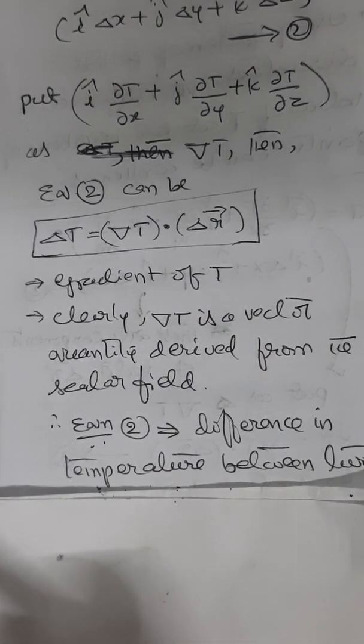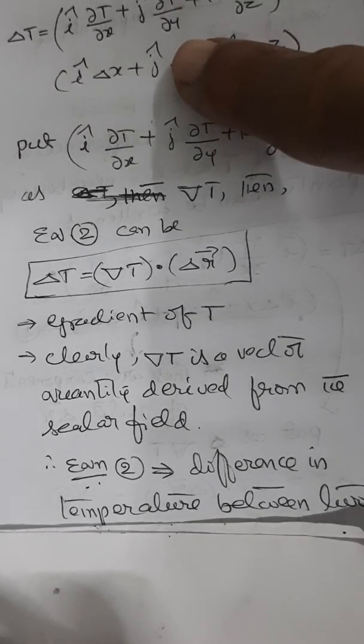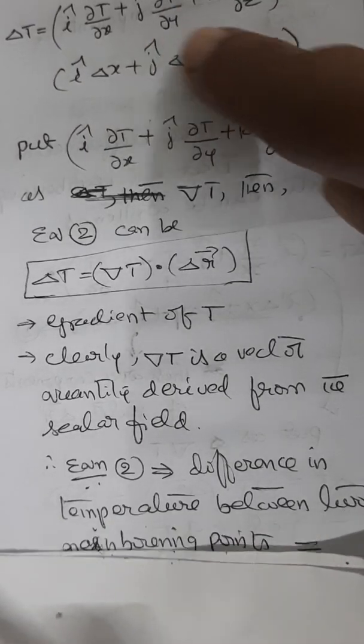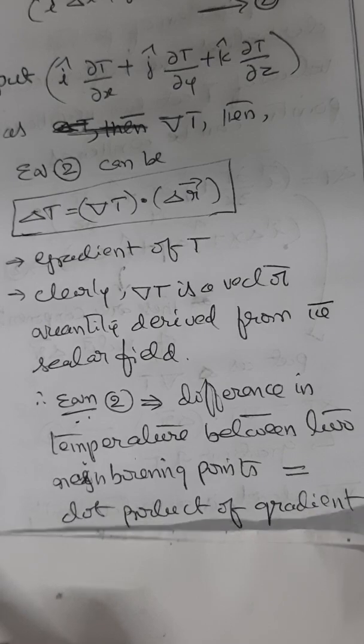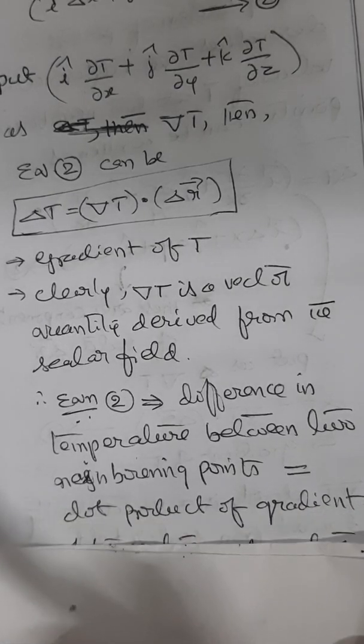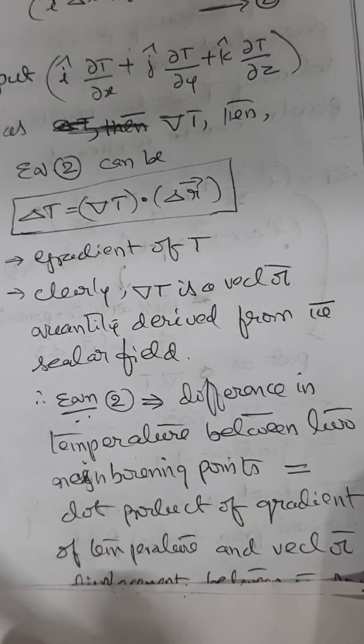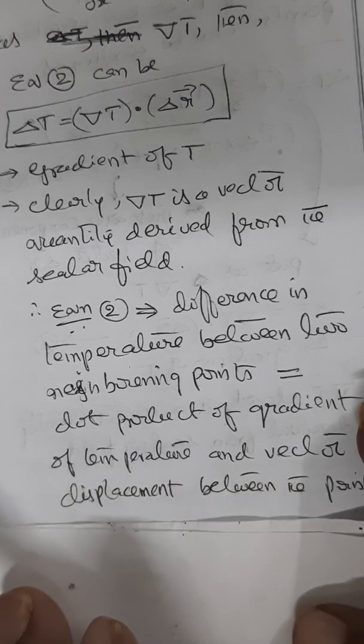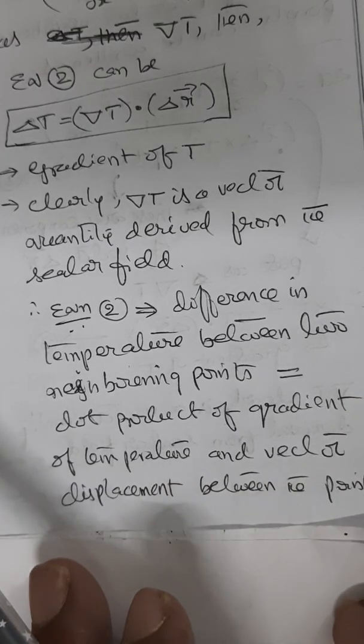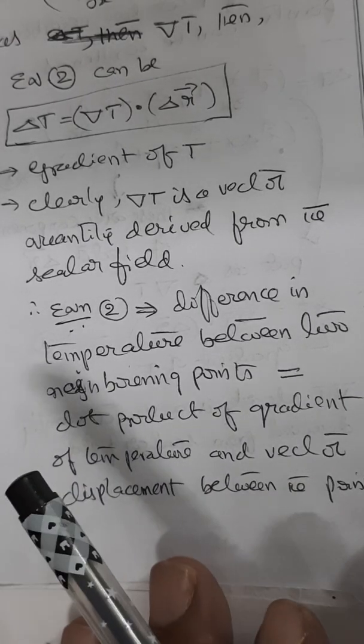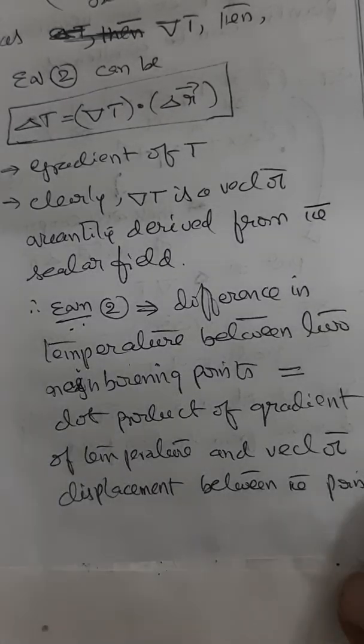So, what is equation 2 helping us to understand? It is the difference in temperature between two neighboring points, that is delta T. That means it's a dot product of the gradient of temperature and the vector difference between the two points. Right? How do we represent this gradient?